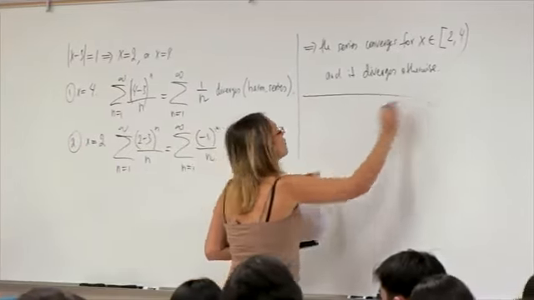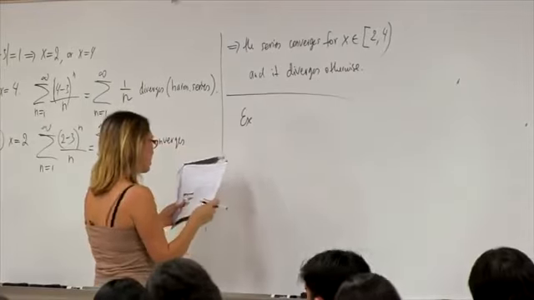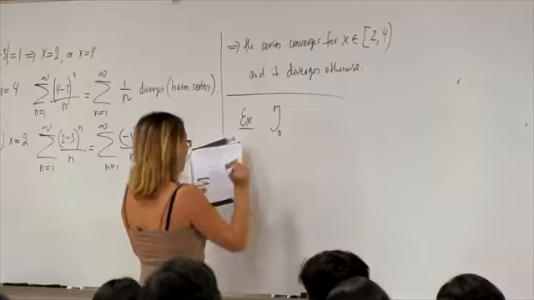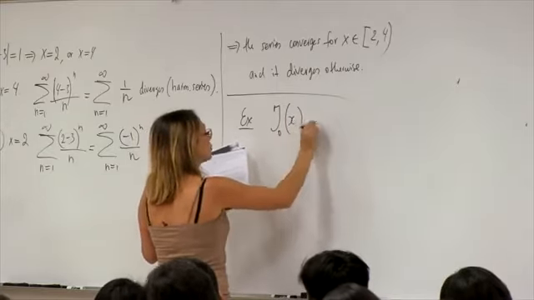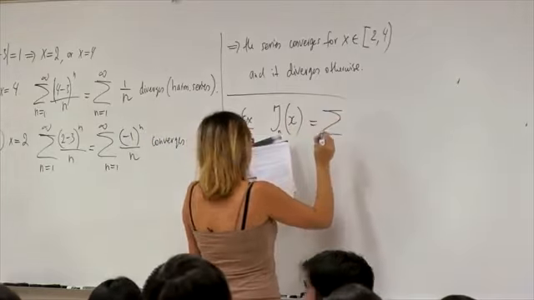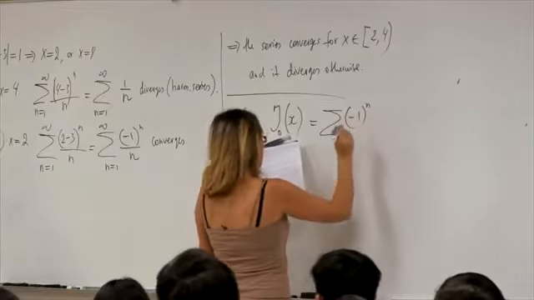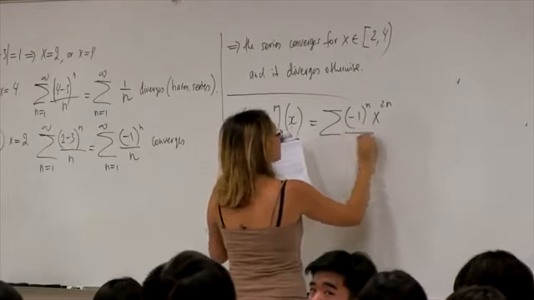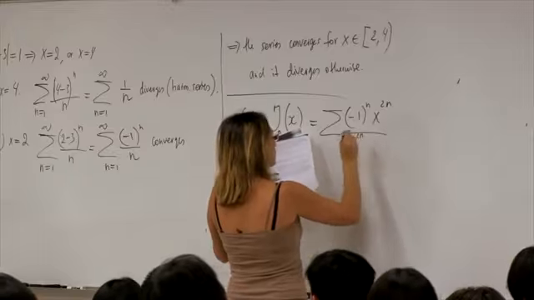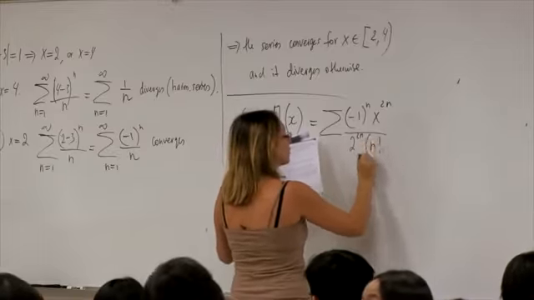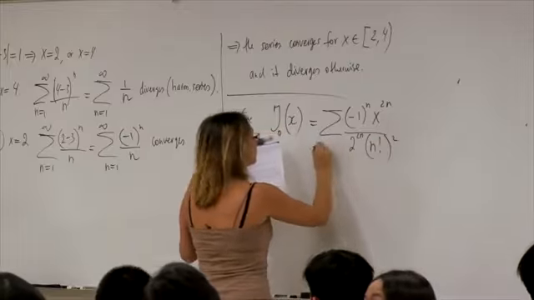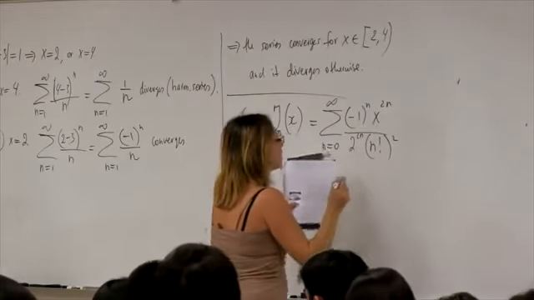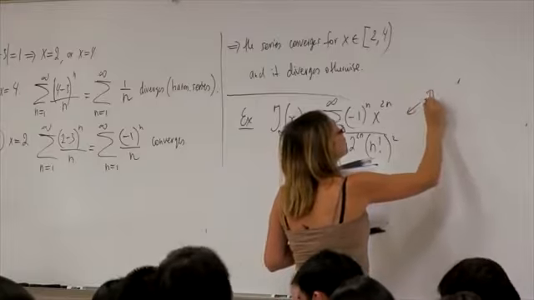The next example, which I like very much, is the following. The function is called J naught of x, and it looks ugly. Like this: the sum from n equals 0 to infinity of (minus 1)^n x^(2n) over (2^n n factorial) squared. It's called the Bessel function.